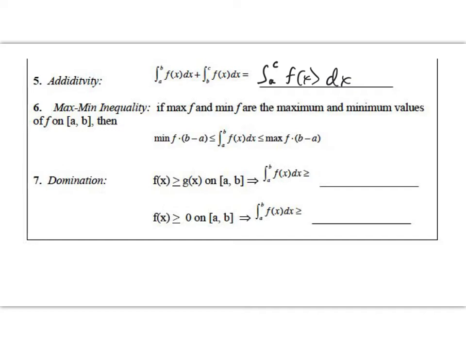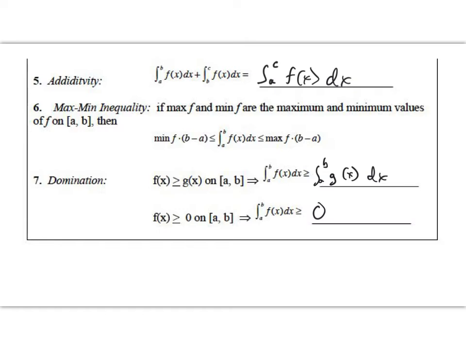And then this domination property says that if f of x is greater than g of x on a certain interval, then its integral is going to be bigger than that of g of x along the same interval. And if f of x is always greater than or equal to 0 on that interval, sort of like a corollary here, then that's definitely going to be the case for the integral as well.